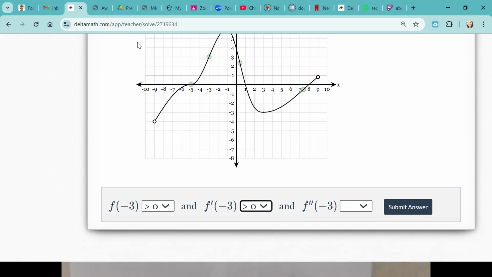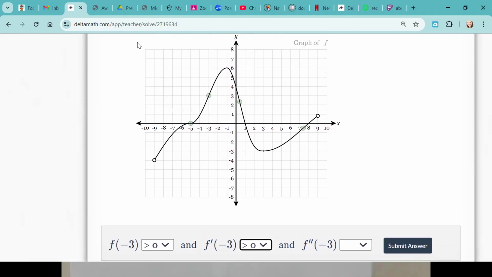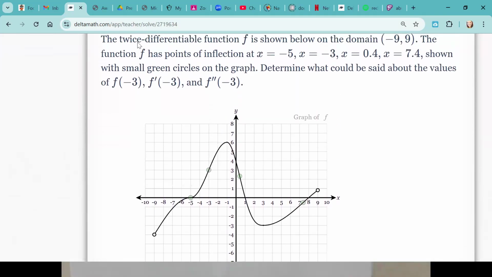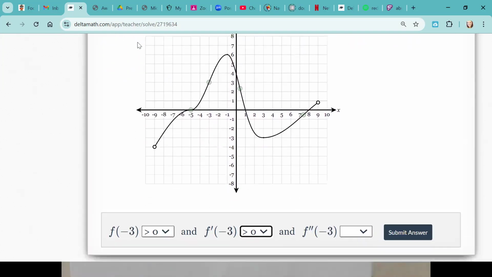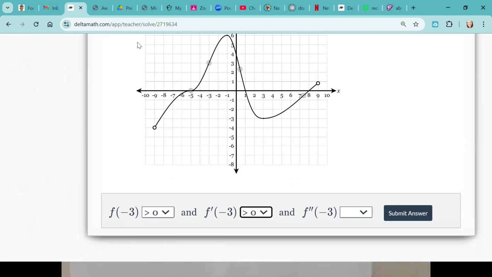Now, f double prime is referring to the concavity of the graph. If you read in the question, it tells you that the little green circles are referring to the points of inflection. So everywhere you see a green circle, that means the concavity is switching at that point. Looking at -3, you have a green circle there. What that means is your concavity is switching from concave up to concave down.